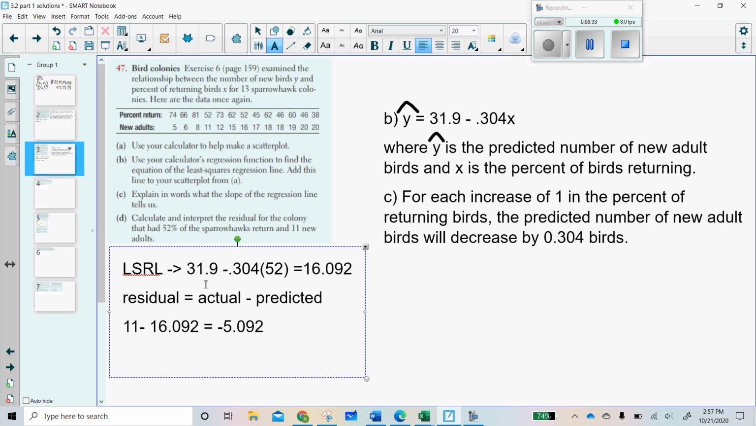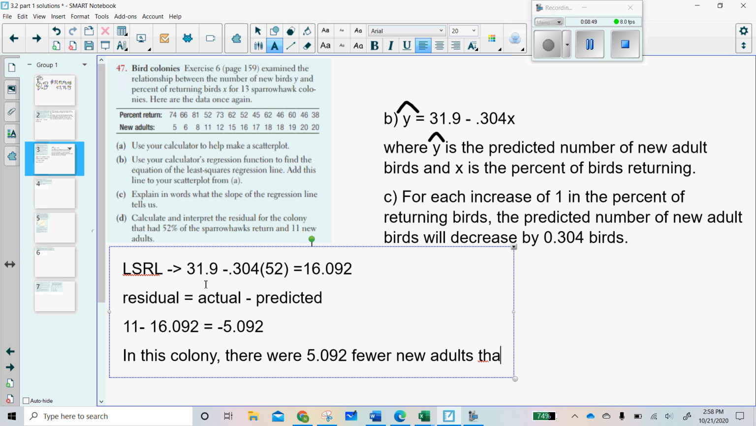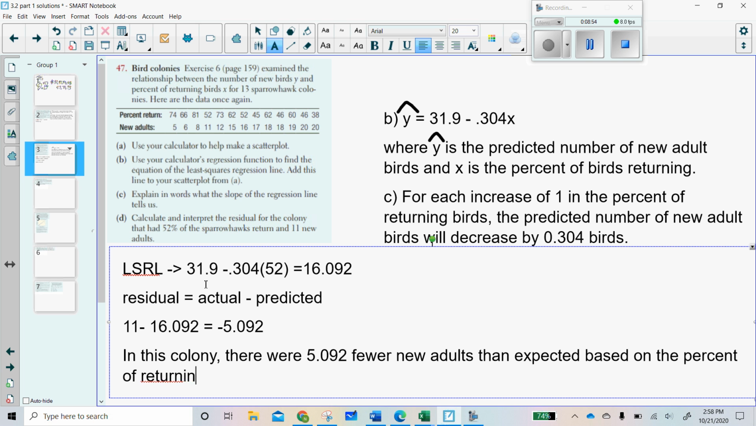You need to interpret it. So this, and I also kind of gave you guys a script for this, but I think it makes a lot of sense. In this colony, there were 5.092 fewer new adults than expected based on the percent of returning birds. That's one way to put it in context. Basically the prediction was 5.092 more than what actually happened.